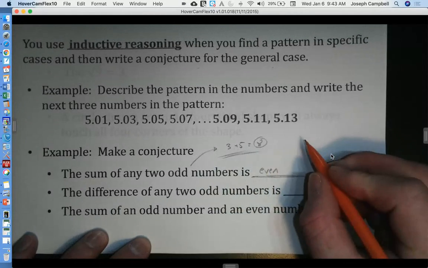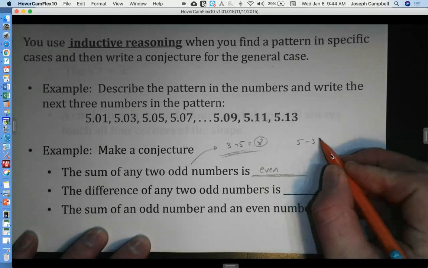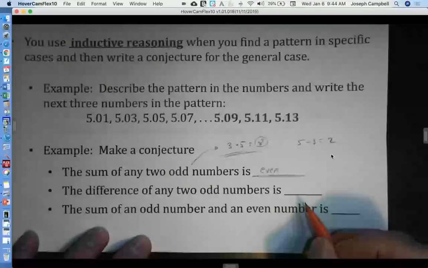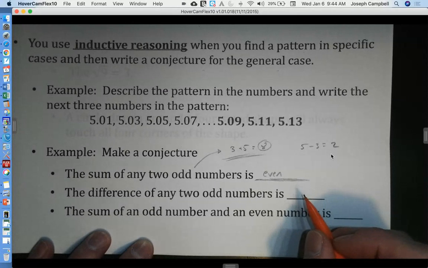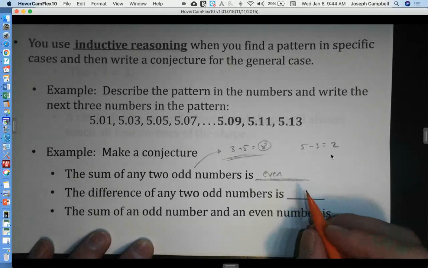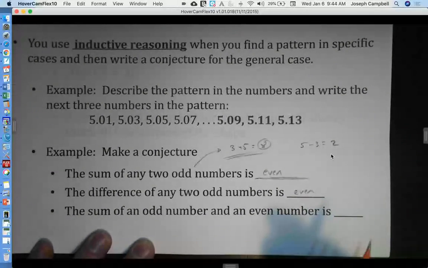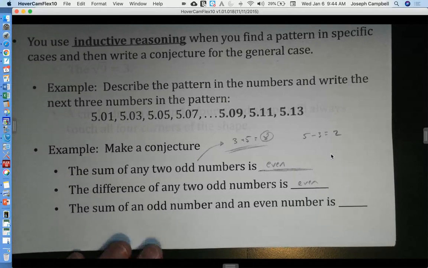So let's say 5 minus 3 equals 2. And 2, well, strictly speaking, 2 is not even, right? Oh, no, I'm thinking of prime. So yeah, 2 is even. We can split it into 2 again. So another even answer. Sometimes I get even and prime confused.